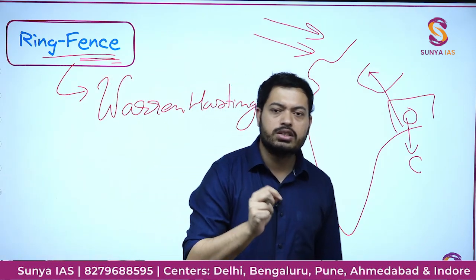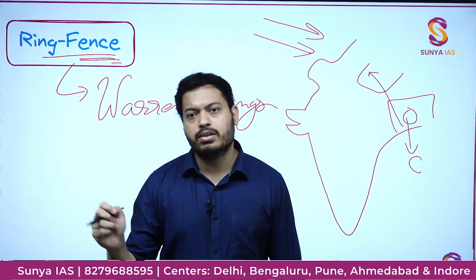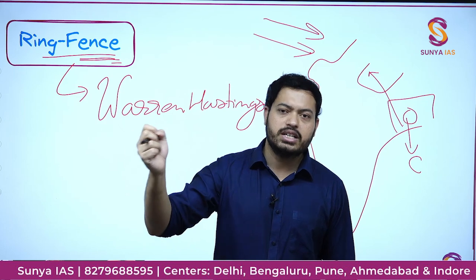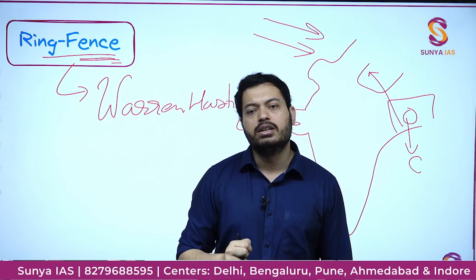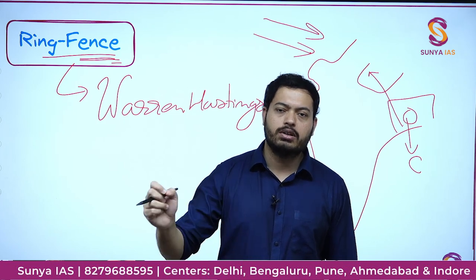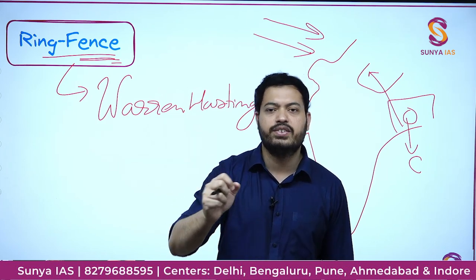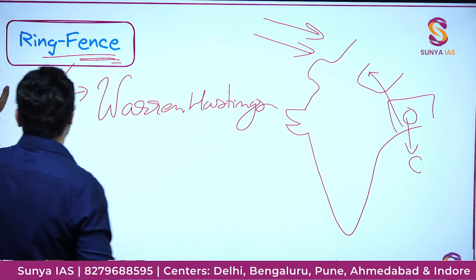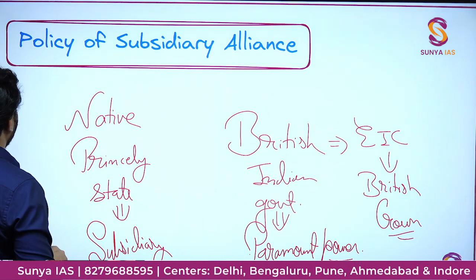Even the concept of buffer state, when the Britishers were interested to use Afghanistan as a buffer state between the Tsarist Russia and the British India, Afghanistan was also considered as a ring fence for the protection of main British Indian territories. Fine. Now let's move forward. Subsidiary lines we have done.